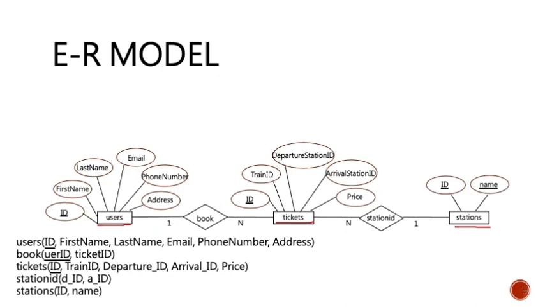And here we have 2 relationships connecting the entities. The first one we have is the book relationship, which is connecting users and tickets. And the second relationship is station ID, which is connecting tickets and stations.